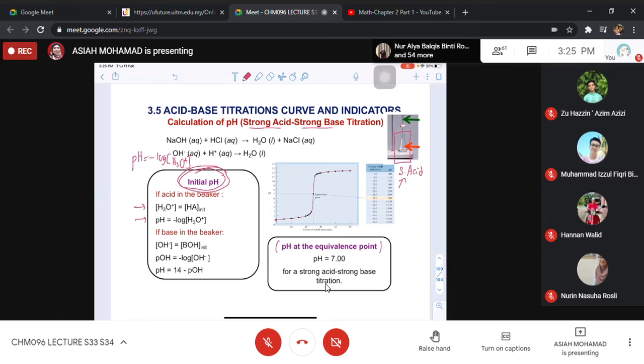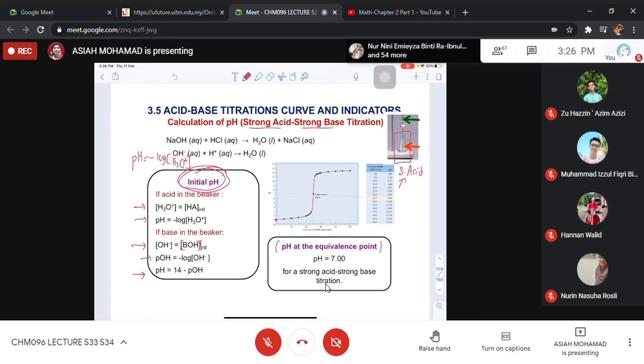If you set it up the other way around, with the base in the beaker or in the flask, how do you calculate pH? You need this info first, the concentration of hydroxide ion. For any strong base, the concentration of hydroxide ion depends on your concentration of base. After you get the concentration of hydroxide, you can calculate pOH and then you can calculate pH by subtracting from 14.